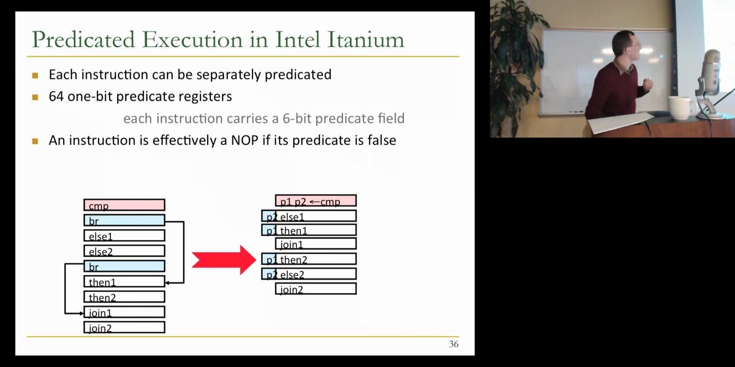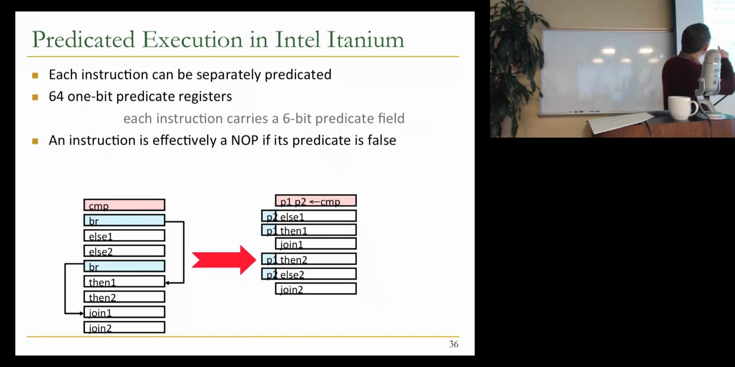So this is Intel IA64, Itanium. Each instruction can be separately predicated. That's very similar to actually ARM, if you will, except it has predicate registers. Each instruction carries a 6-bit predicate field. I think that's 4 bits in ARM. It's a condition field, not a predicate register field. So it's a little bit different from ARM. And an instruction is effectively a no-op if its predicate is false.